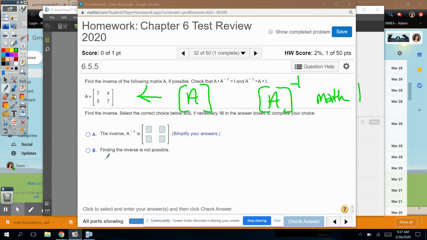Okay. So the first thing I'm going to do is find what we call the determinant, which determines if there even is an inverse. And that is AD minus BC. You multiply these guys, 7 times 7, which is 49, minus B times C, which would be 4 times 5, which is 20. So it does have an inverse, and the determinant is 29.